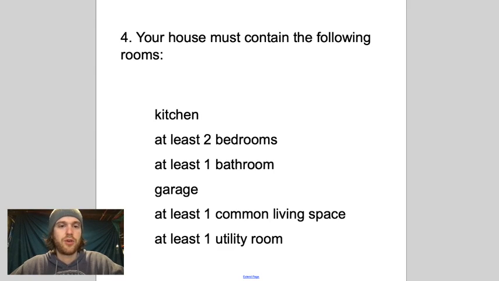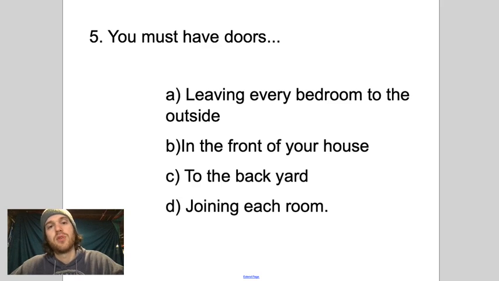Must contain the following rooms: kitchen, at least 2 bedrooms, at least 1 bathroom, a garage, at least 1 common living space, and at least 1 kind of utility room. So that is the minimum for your house. I would invite you to imagine a little bit more and maybe make it a little more extravagant if you can. You must have doors leaving every bedroom to the outside.